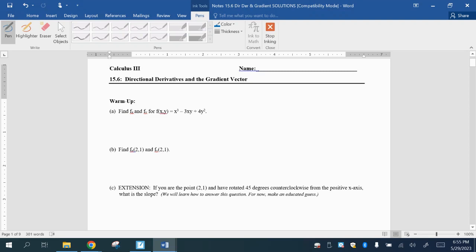Let's do the warm-up. Let's review finding partial derivatives. The partial derivative with respect to x of xy is 3x squared minus 3y. The partial with respect to y of xy is negative 3x plus 8y.